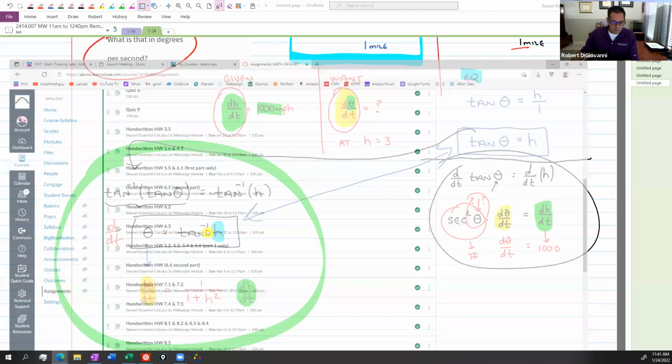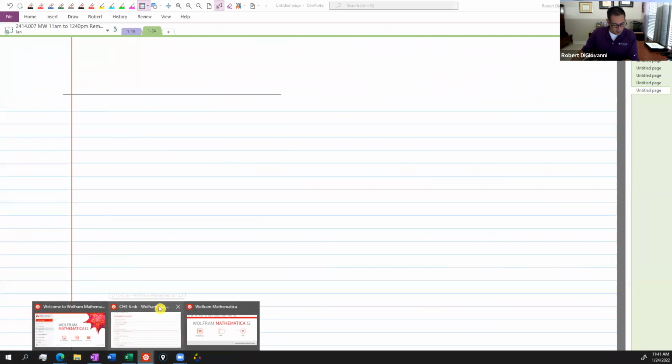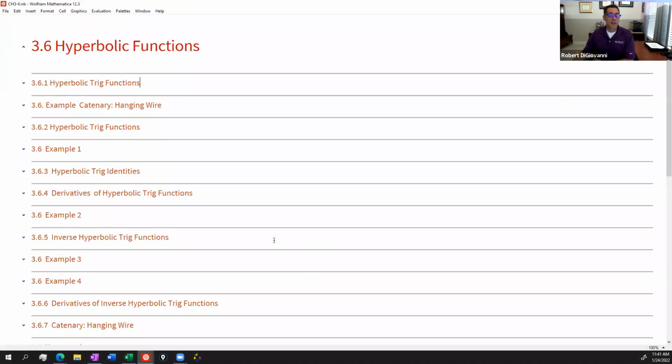All right, here we go. Moving on. So let's talk about these new functions called hyperbolic functions, or hyperbolic trig functions. It's weird because they're called hyperbolic trigonometric functions, so you would think that they somehow involve sine or cosine or something like that. Turns out that they don't. They do not involve sine or cosine. In fact, they involve the exponential function e to the x.